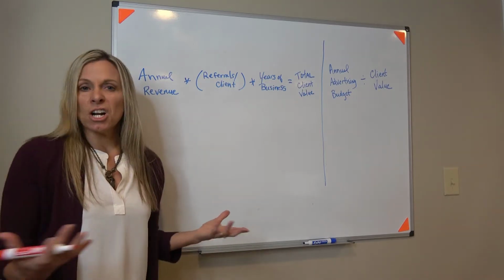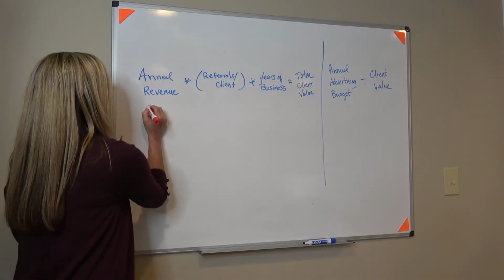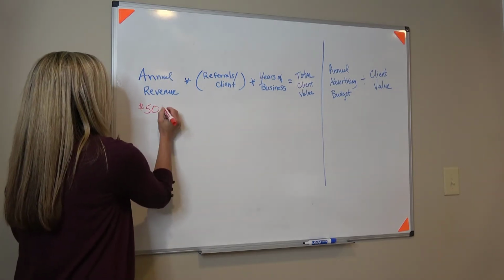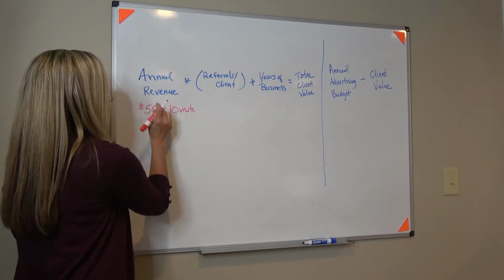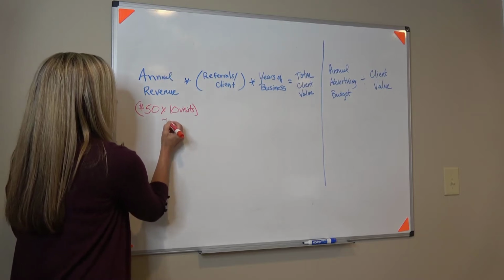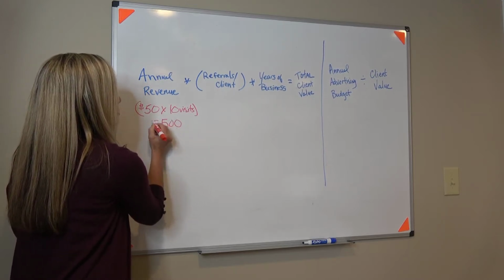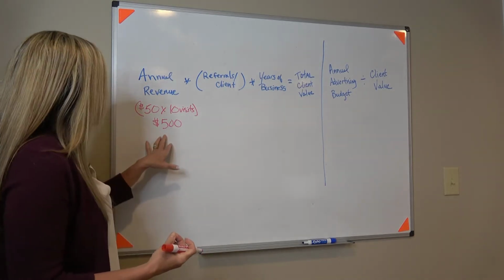And let's say they come in on average 10 times a year. So we're going to look at $50 times 10 visits a year, because we're looking at the annual. So that's going to be $500. That's their annual gross revenue value to your business, $500 a year.